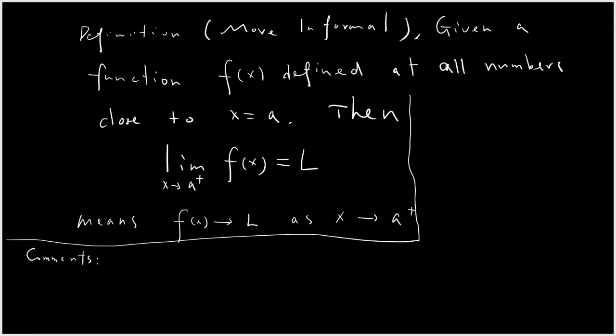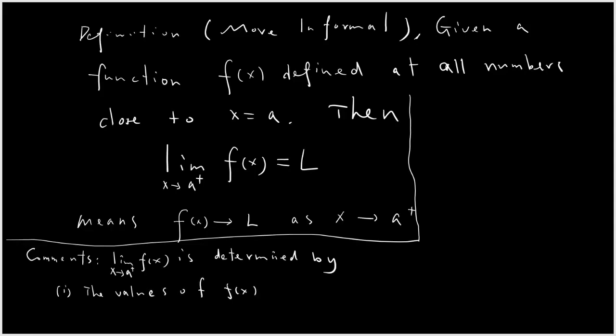Now comments. I'm going to make a few comments. So the limit of the function as x approaches a from the right is determined by, I'm going to write four things, and probably three things. We'll see four things or three things. The limit of the function as x approaches a from the right is determined by, one thing is the values of the function not at a. I mean not at a. So just copy it down.